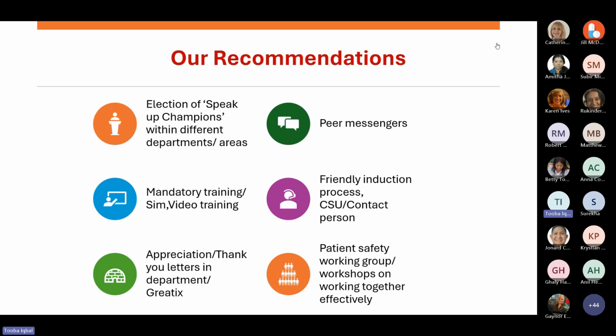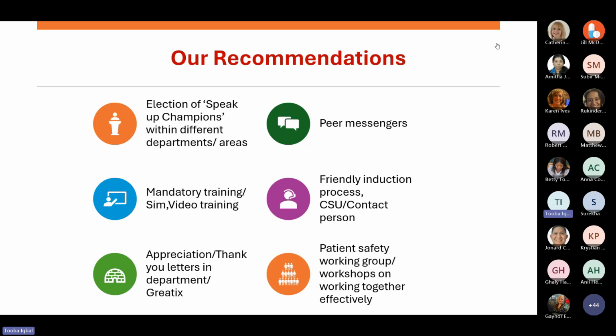We've also already got the option of Greatix, although we think it might take some time to fill it, and that might discourage some people from filling it. But having more of the appreciation thank you letters or the Greatix might help reduce this for when people stand up to it or actively deal with these situations. Again, peer messengers, as we said, when people talk about such incidents afterwards, or with just informal conversations, those peer messengers can be really helpful to help avoid escalation.